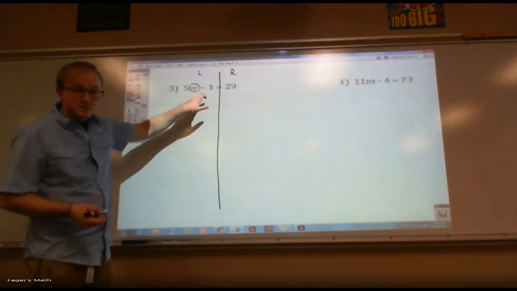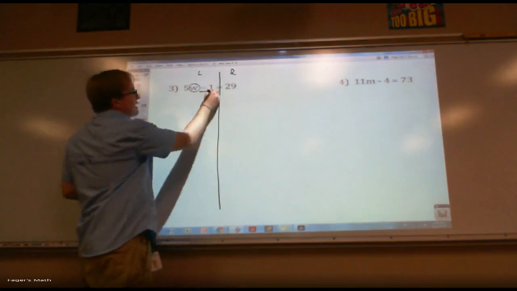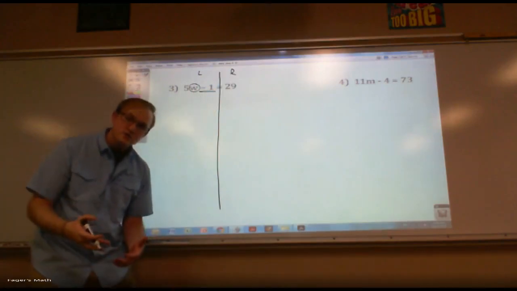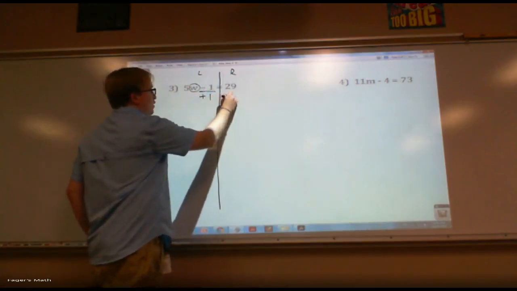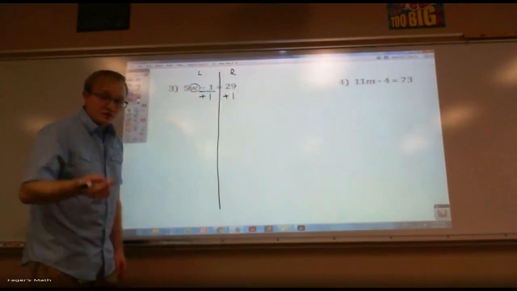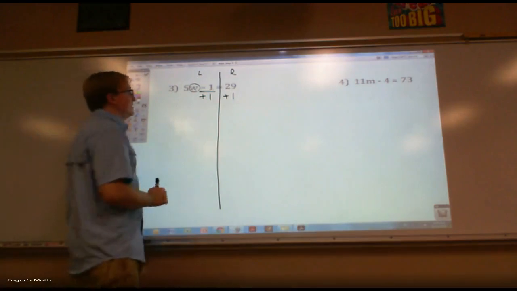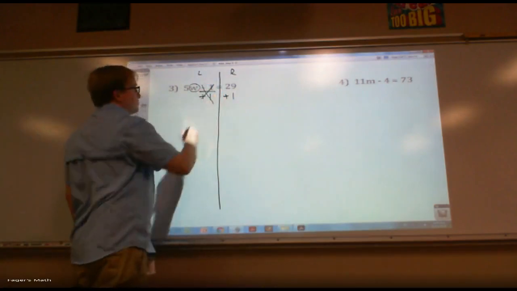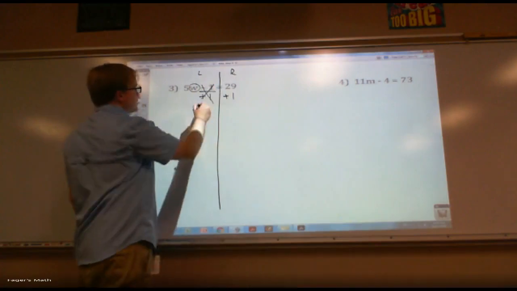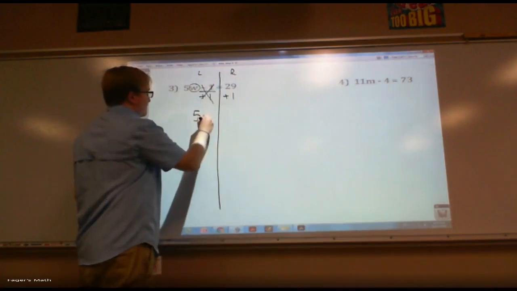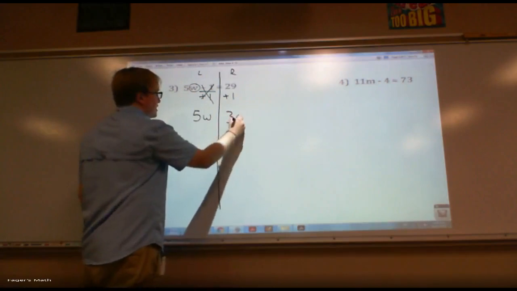Now notice it's a negative. It's a minus. It's a minus 1. So how do we get rid of a minus 1? We add 1. And what we do to one side, we do to the other. I'm going to say that a lot. What we do to one side, we do to the other to keep the balance. All right? So then this one goes bye. I have 5w is equal to 30.